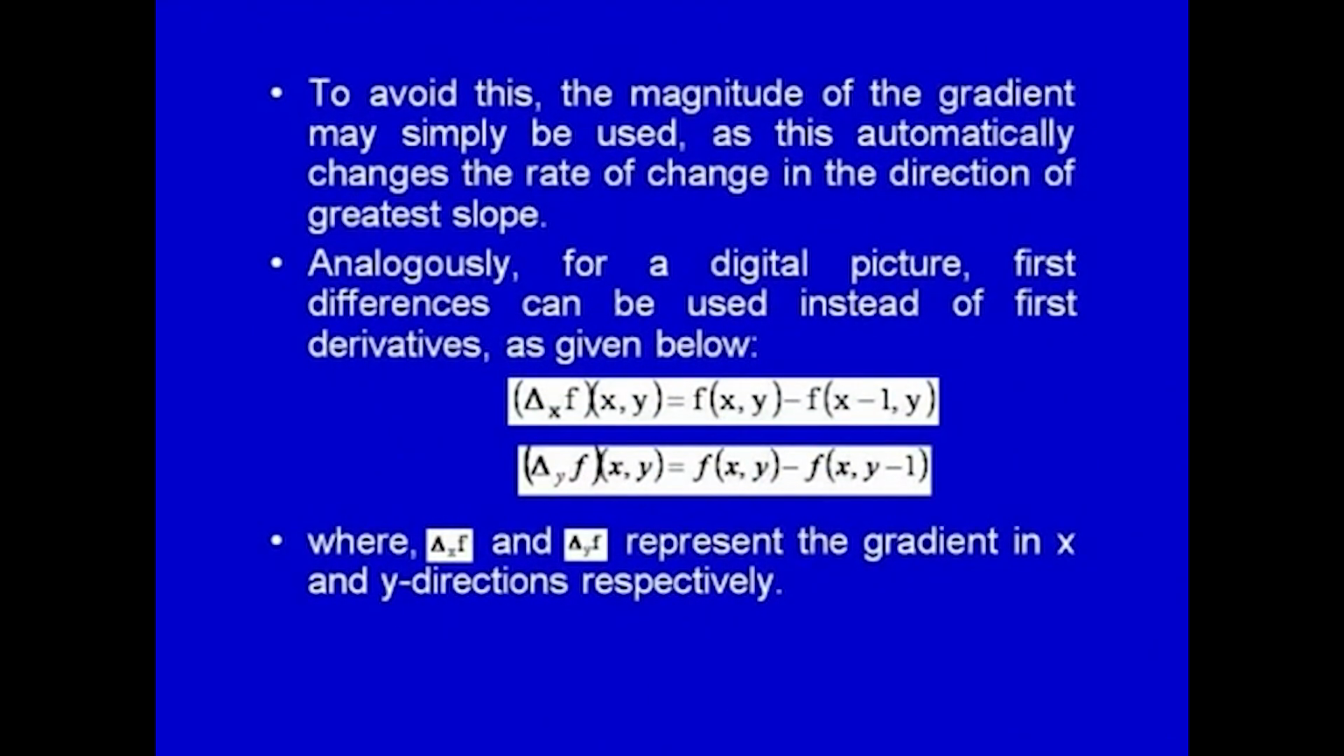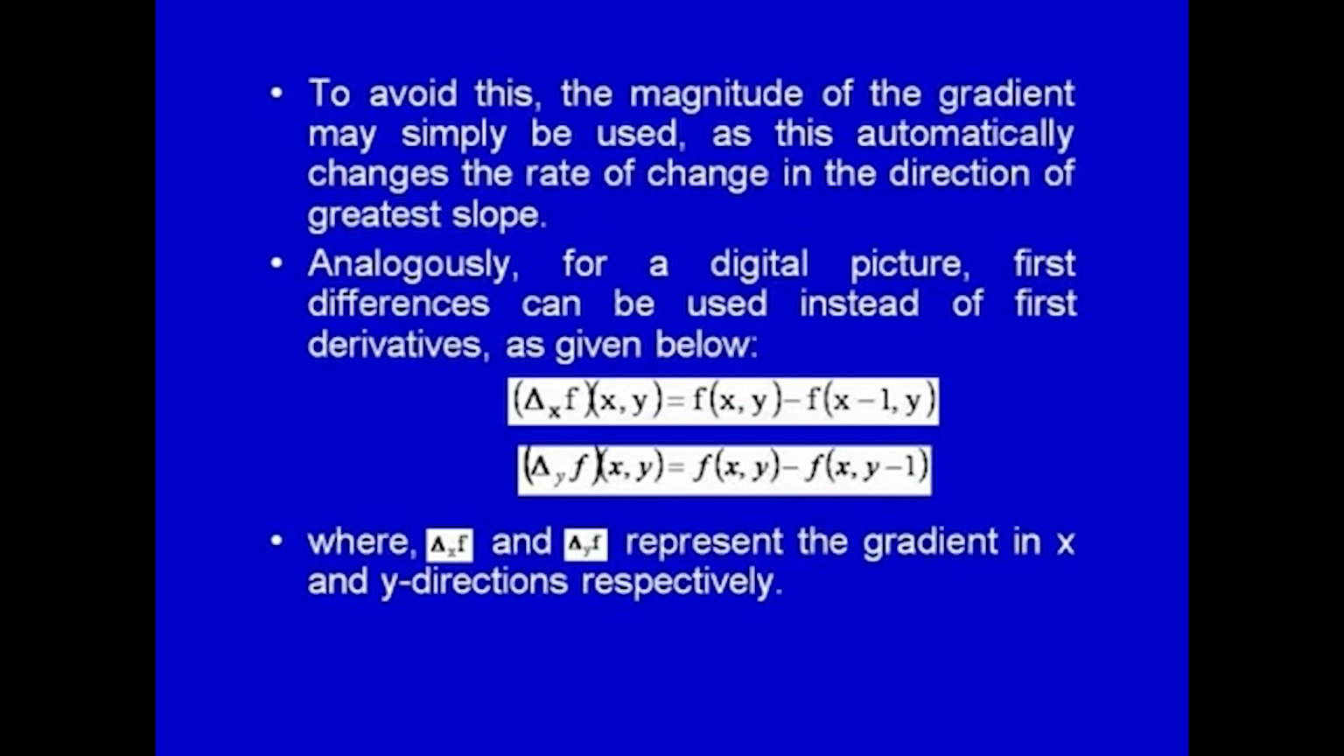To avoid this, the magnitude of the gradient may simply be used, as this automatically gives the rate of change in the direction of the greatest slope. Analogously, for a digital picture, first differences can be used instead of first derivatives, as given below.